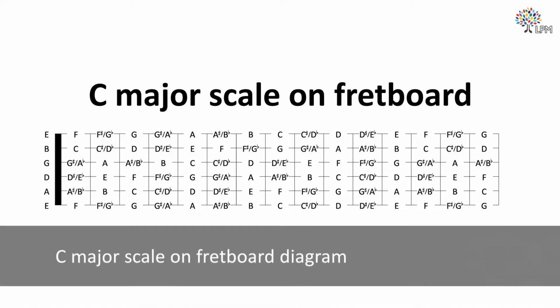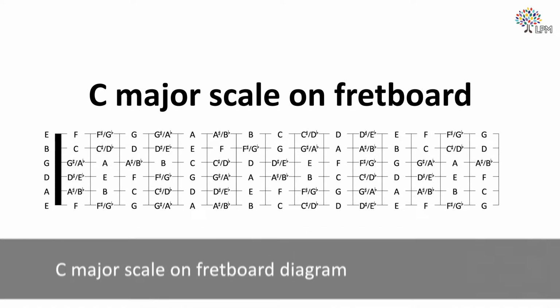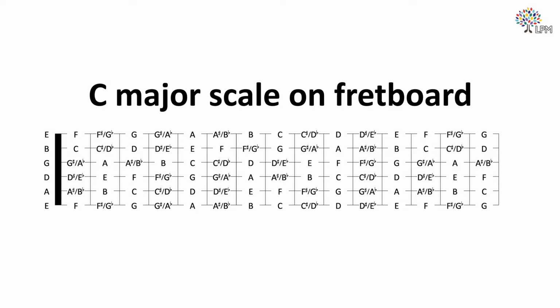One thing you should notice is that the C major scale contains all natural notes, meaning there are no sharps or flats. So let's check out this C major scale on a fretboard diagram. So beginning on this C note, on the 3rd fret of the 5th string, we have whole step, whole step, half step, whole step, whole step, whole step, and half step. Notice how the C major scale has all natural notes.